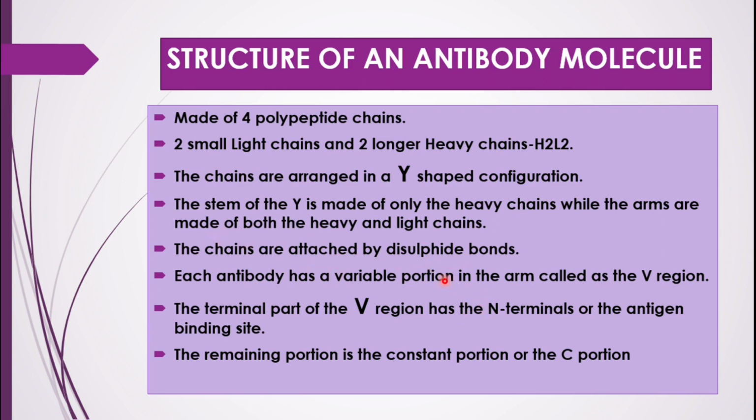The antibody has a variable portion in the arm called the V region, and the terminal part of the V has the N-terminal, which has the antigen binding site. It is using this antigen binding site that the antibody binds itself with the antigen, thus neutralizing the antigen. The remaining portion is called the C portion.